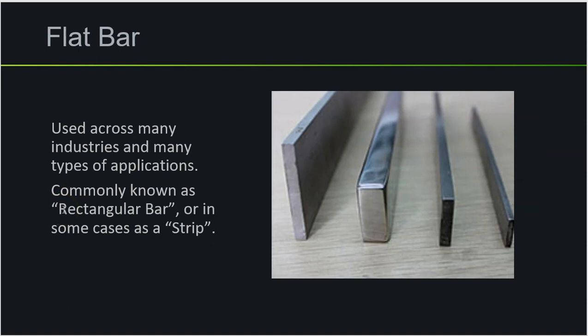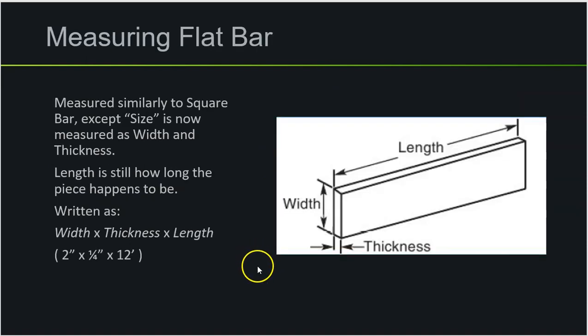Now there's also flat bar. A lot of people will call this a strip, flat stock, whatever the case may be, but it's called flat bar. We've got another image here of various different sizes and finishes. The way that we measure that is pretty similar to square stock, where the thickness is measured two different ways, but we're only calling one of these measurements the thickness, and the other one we're calling the width. When we write this down, we write that as width by thickness by length.